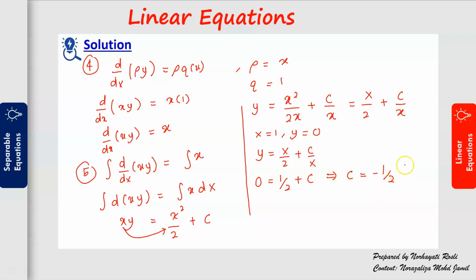You cannot just leave your answer like this, because what we want here is a particular solution. A particular solution means that we want a function of y. So c equals negative 1/2 means that we have y equals x over 2 plus this c, substituted with negative 1/2, which means minus 1/(2x). So this one is the final solution for this problem.